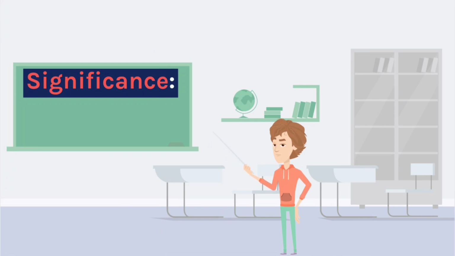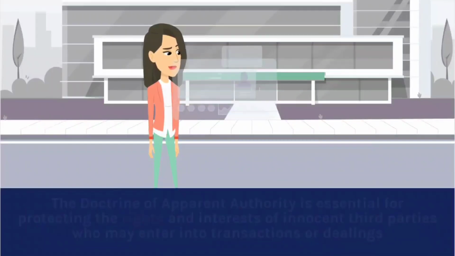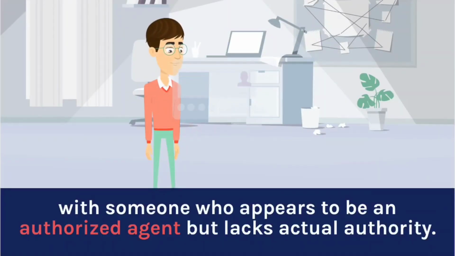Significance. The doctrine of apparent authority is essential for protecting the rights and interests of innocent third parties who may enter into transactions or dealings with someone who appears to be an authorized agent but lacks actual authority.